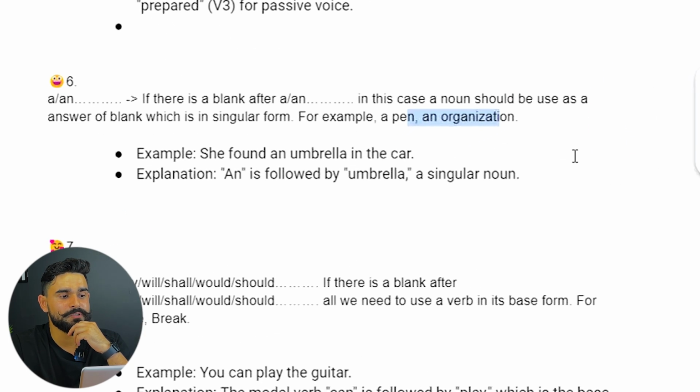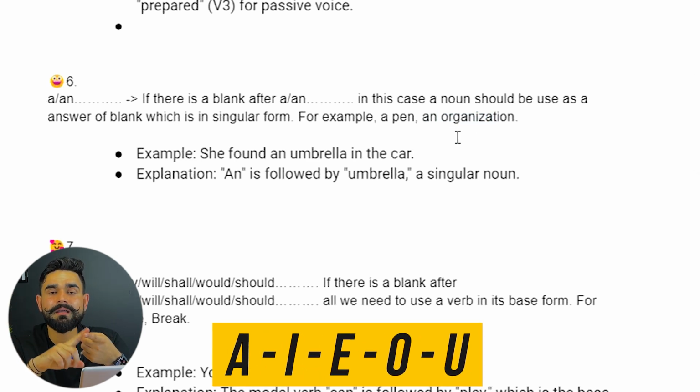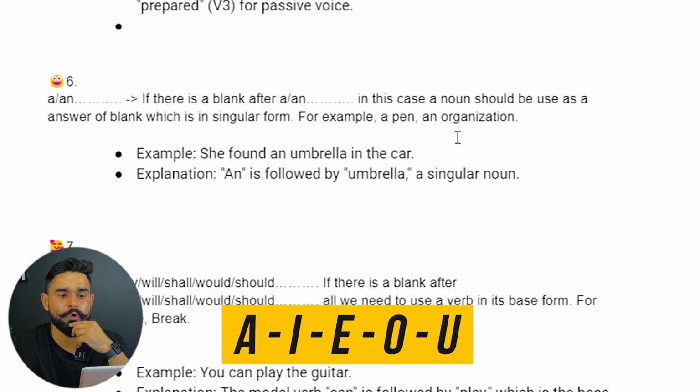For example, if you see a and an and there is a blank after that, usually, guys, in this case a noun should be used. For example, a pen, an organization. Why an over there? Because there is a vowel sound in organization, O, organization with O. You know there are 5 vowels, guys, A, E, I, O, U, and we got O over here, organization. That's why an comes before organization. And in pen, guys, there is no vowel, that's why a comes before pen.